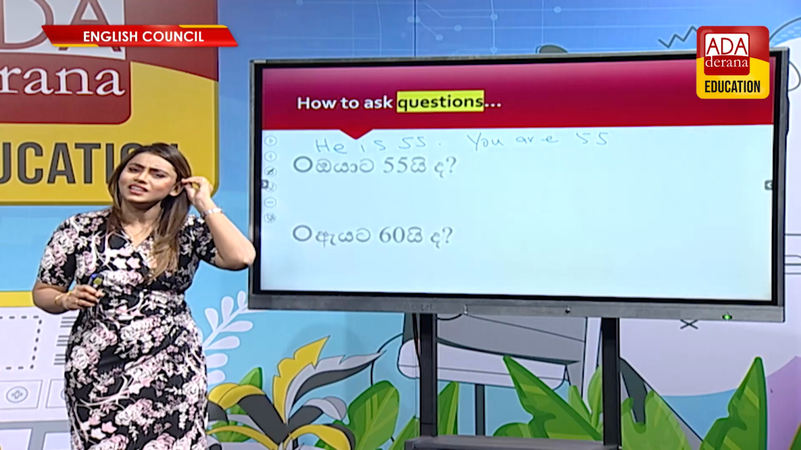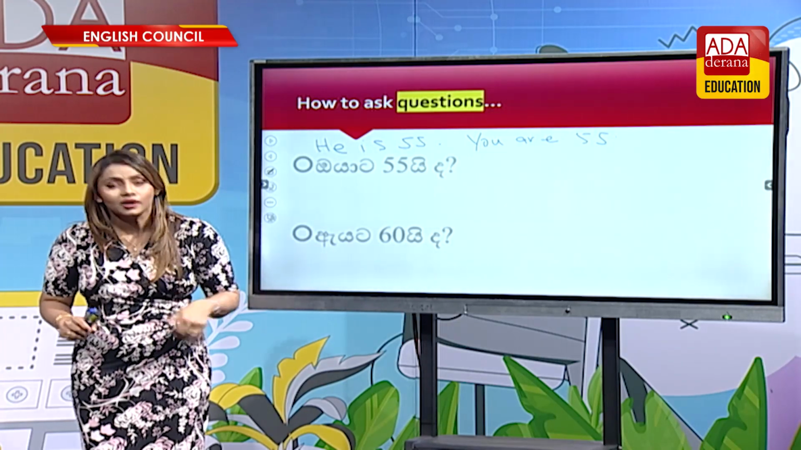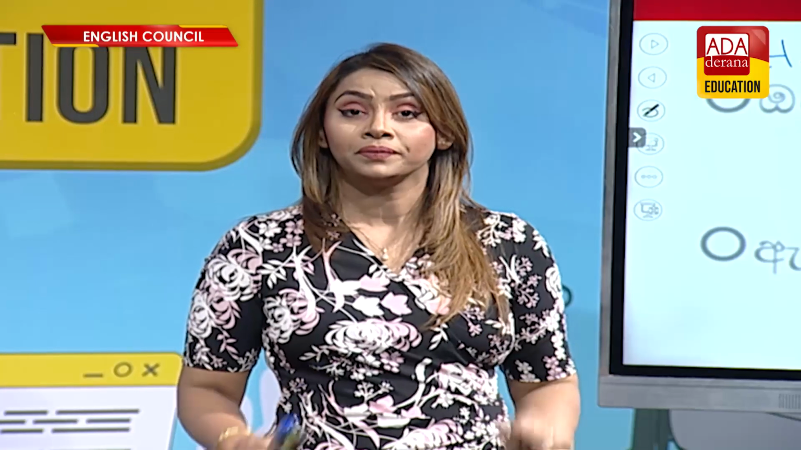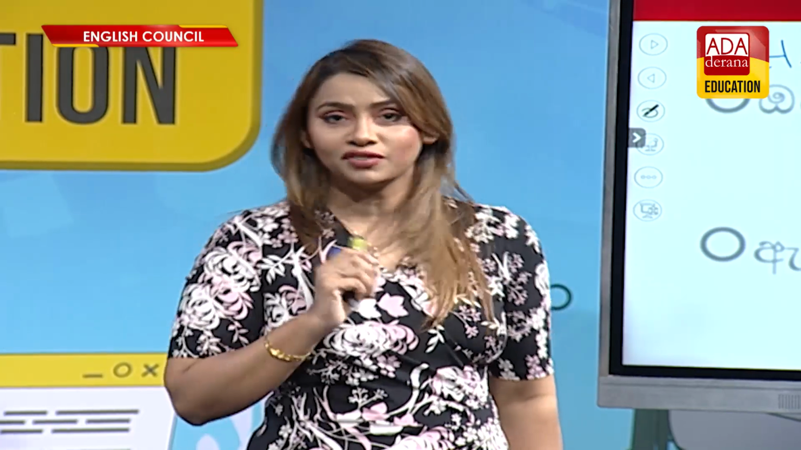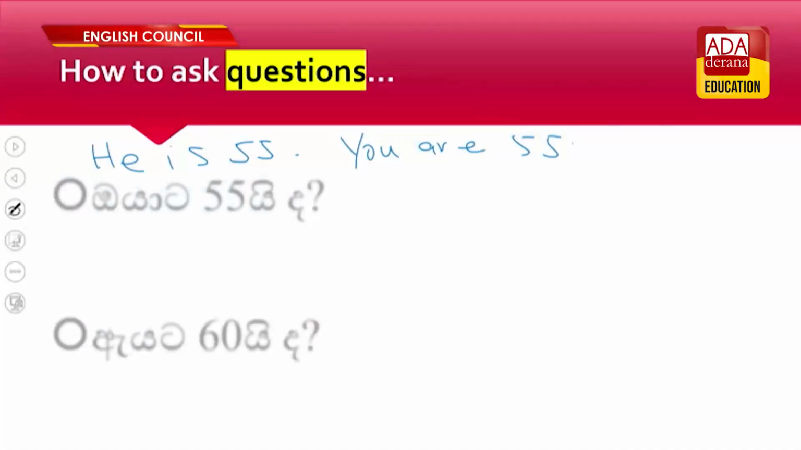So how do you construct the negative statement? You are not 55, or you aren't 55. Look at the screen. You construct the negative sentence like you are not. You aren't 55. You are not 55. You aren't 55. Now, here's the question.